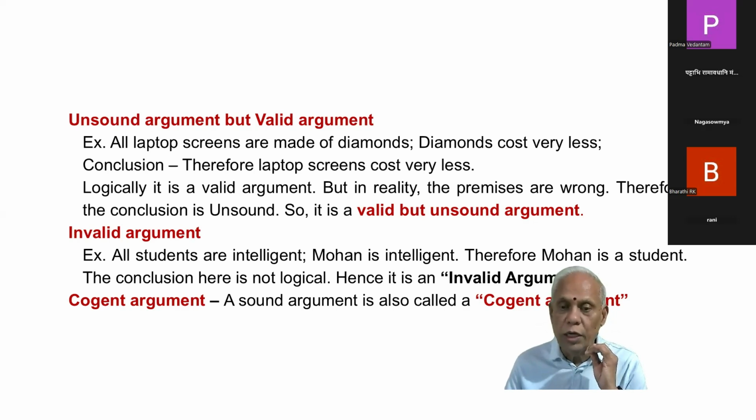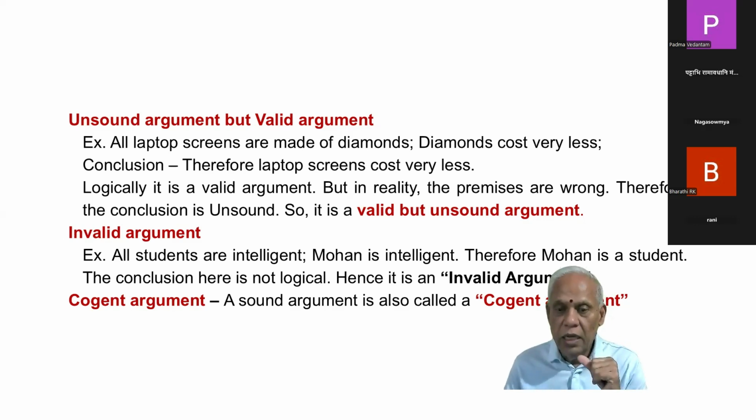So from the given two statements, the conclusion is logically correct. It means the conclusion is valid. It's a valid argument. Why are we giving this? The argument we are putting forth is valid because the conclusion is logically correct from the given data of the two premises. But in reality, what is the status of these premises? All laptop screens are made of diamonds. It's not true. Similarly, diamonds cost very less. Is it true? No, it is wrong. Diamonds are very costly, very expensive.